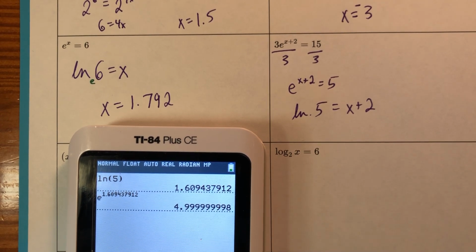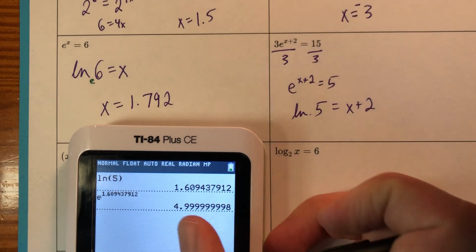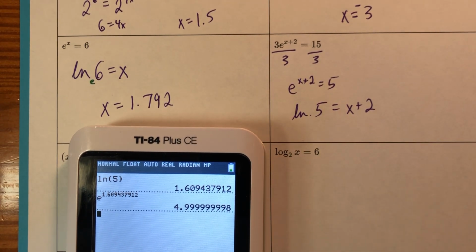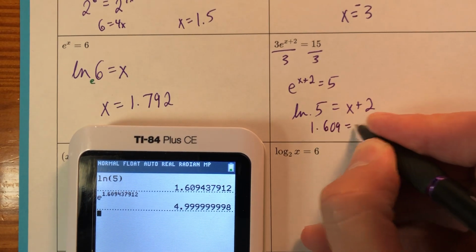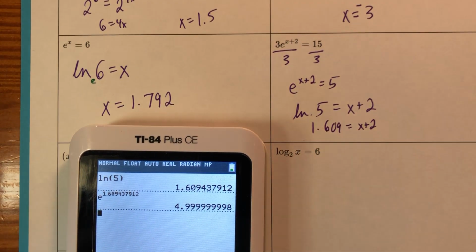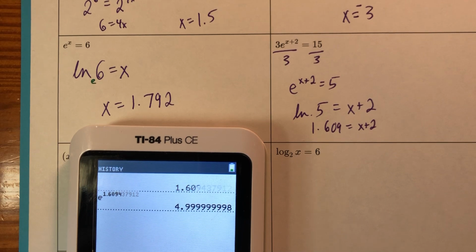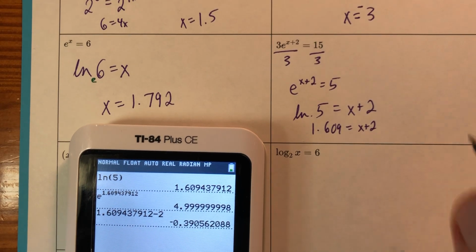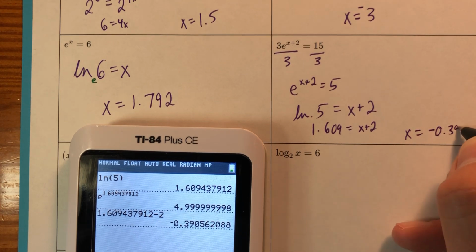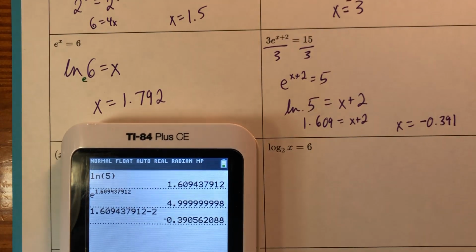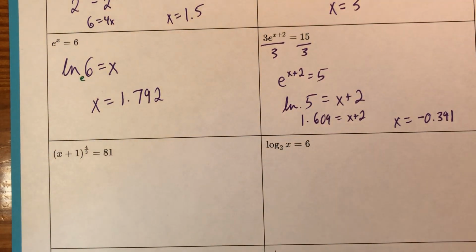There. Now the calculator is only so accurate, which is why I got 4.99999999999, but whatever. So 1.609 is equal to x plus 2. We will take that and subtract 2 from it, and we will get our final answer of negative 0.391. By the way, if this would have stayed as a 0 and not rounded up, I would write the 0. I need 3 decimal places, unless the decimal terminates.